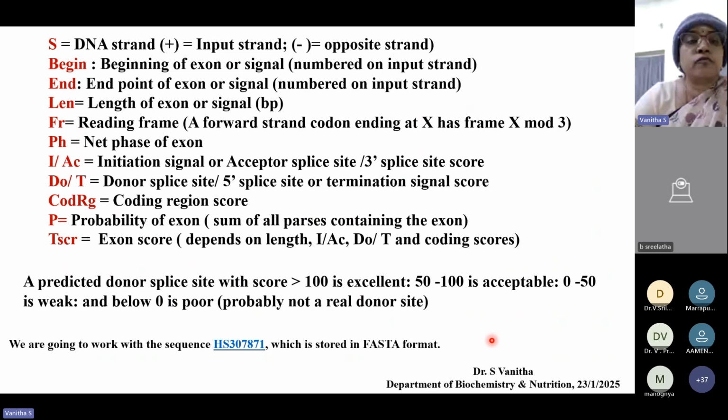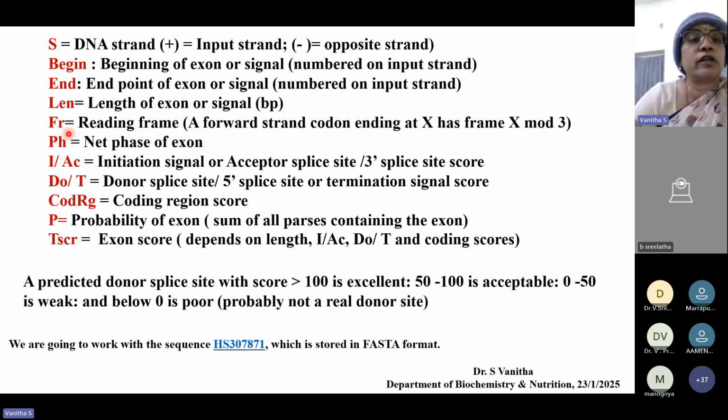Okay. Now, furthermore, there are more other words given over there, right? So what are they? One you have seen, yes, I told you S means a strand. So whether the strand is positive strand or it is the negative strand, opposite strand. Then BEGN is beginning of an exon or a signal. Whereas END stands for what? End point of an exon or a signal. LEN says what? It is a length. So from the beginning to the end, if you subtract, you will get the length of your exon or the signal, whatever is the output.